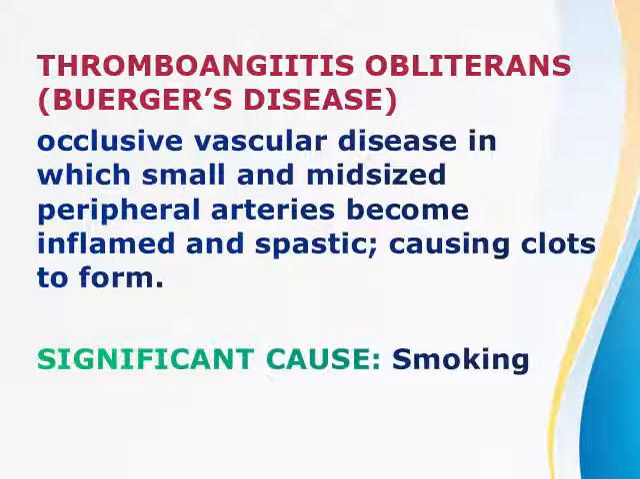Contrast that with Raynaud's. Raynaud's affects the arterioles. When we say arterioles, it is more likely the peripheral aspect. That's why the effect is limited to the toes and fingers. Whereas with thromboangiitis obliterans, the effect is on the small and mid-sized peripheral arteries, meaning it can affect the entire arm or the entire leg of your patient. The very big cause here is smoking and nicotine.